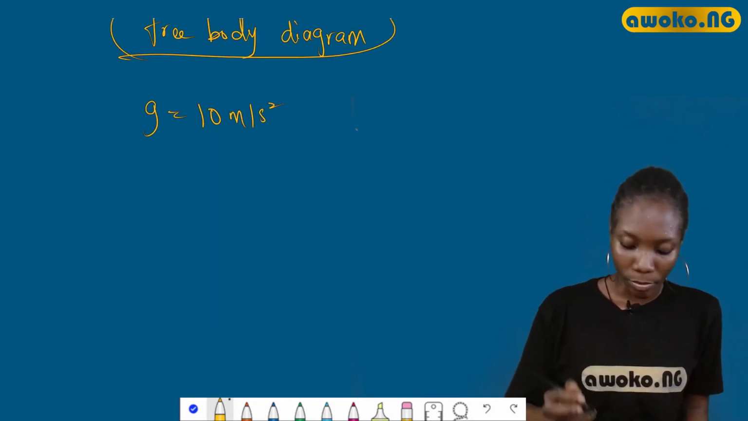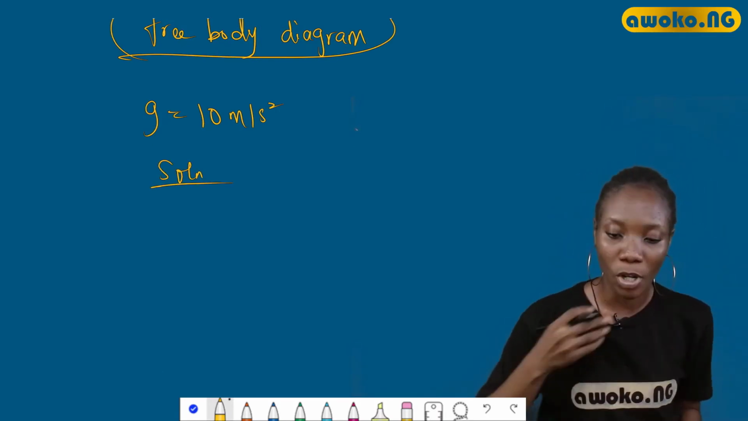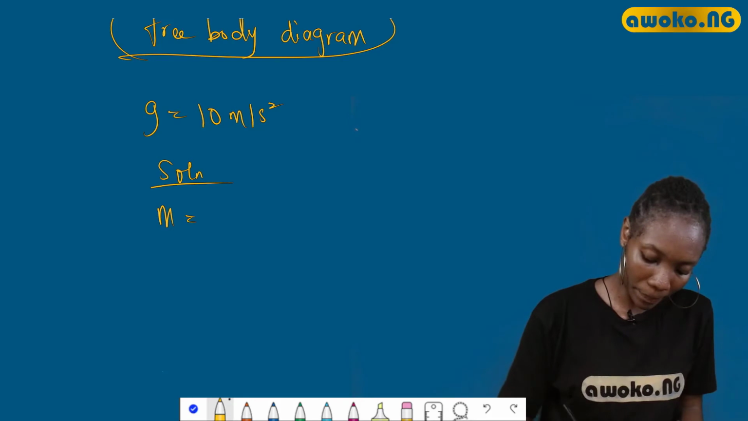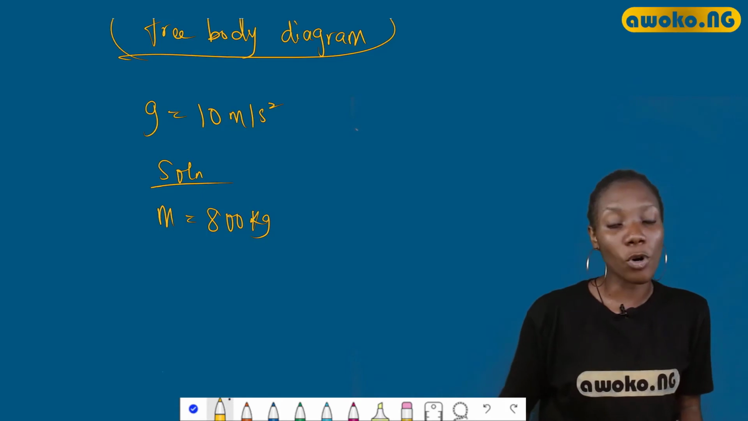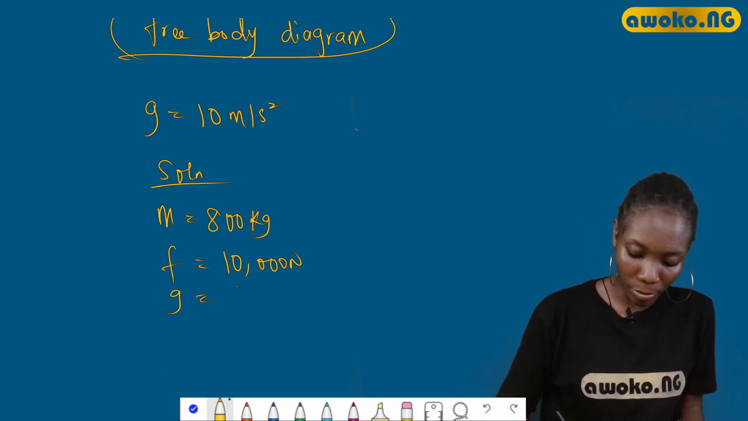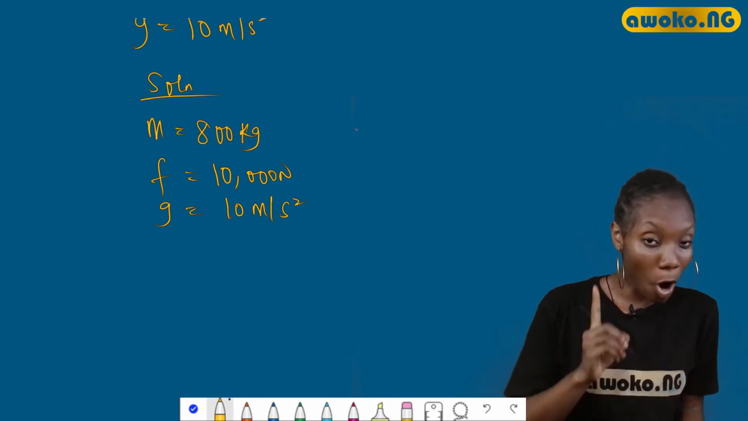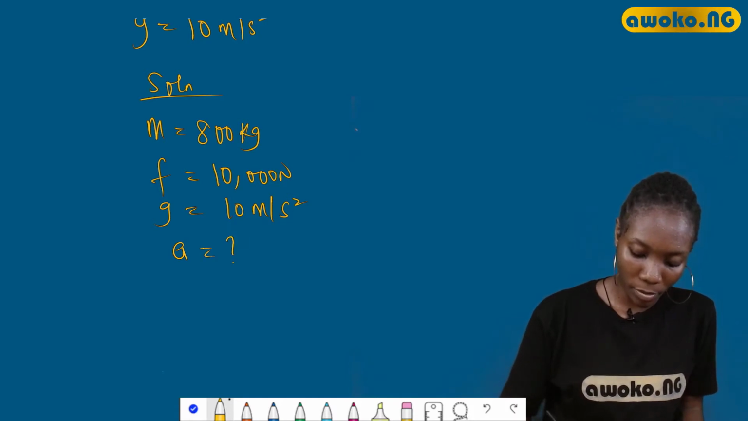Let's do this together. Now, first of all, like I said before, you list out your parameters that were given. So when you do this, what was given to us? Mass, m, of the object, 800 kilogram. And a force, F, of 10,000 newtons. So we have g as usual, which is 10 meters per second square. Okay, we are asked to calculate upward acceleration. Take note of this, guys. Upward, a equals question mark.